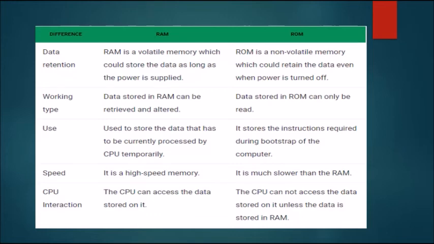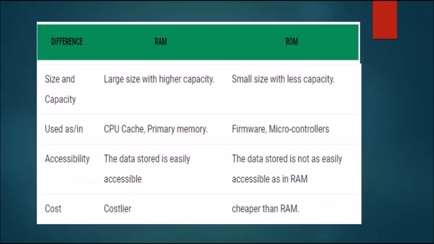Then CPU interaction. The CPU accesses the data stored in RAM directly. That is why we can say that the speed is higher over here. In ROM, the CPU cannot directly access the stored data until the data is stored in RAM. So first the data is transferred from ROM to RAM and only then it is accessed by the CPU. That is why the speed is also less.